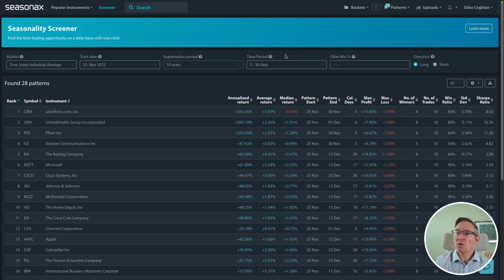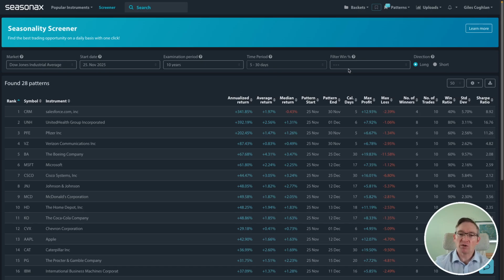Then we select the time period. So here we're searching for seasonal patterns between 5 and 30 days. If we want to have it longer, we have 31 to 60, 61 to 90. But in this instance, we're going to look for seasonal patterns between 5 and 30 days.